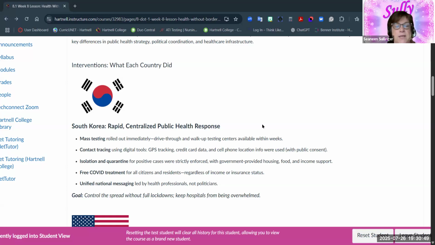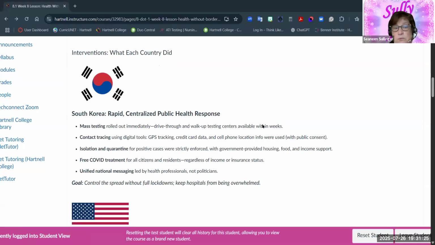They did isolation and quarantine for positive cases, strictly enforced with government provided housing, food, and income support. So they basically quarantined them, put them places, and took care of them. Free COVID treatment for all citizens and residents, regardless of income or insurance. So everybody got treatment, no questions asked. And unified national messaging, so led by health professionals, not politicians. So the goal was to control the spread without full lockdowns and keep hospitals from being overwhelmed, both of which we experienced in the United States.